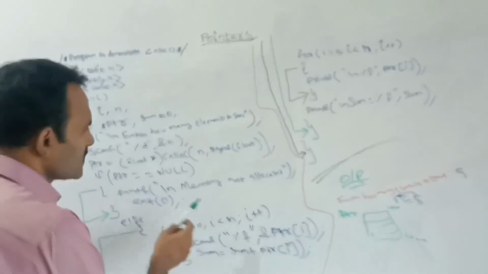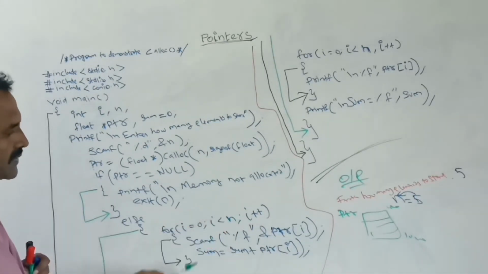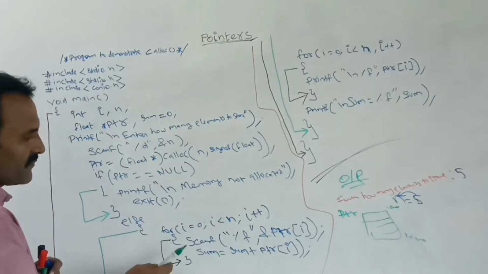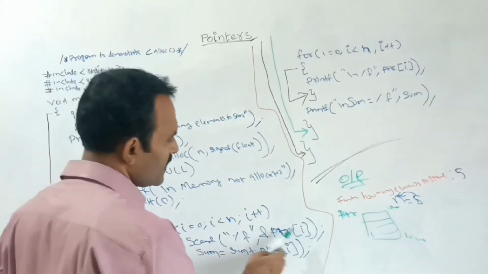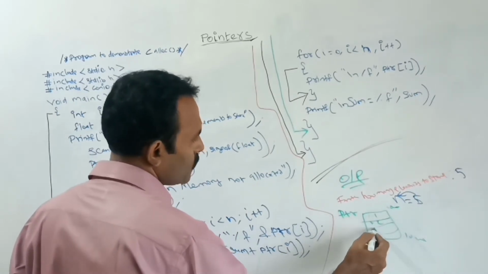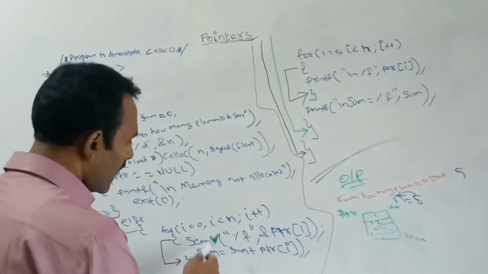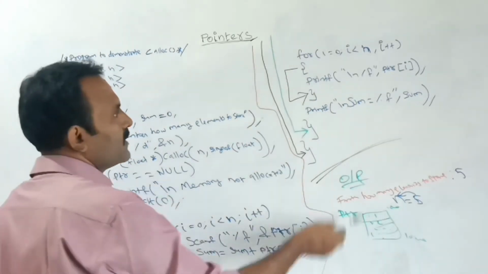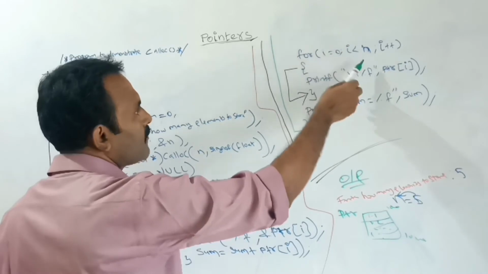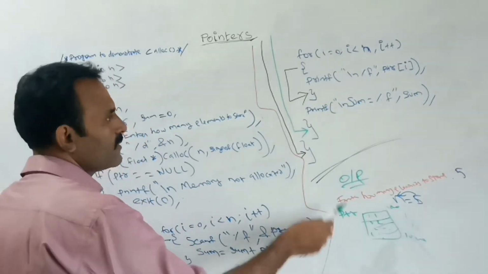Suppose the memory was allocated. Here for i is equal to 0 to n, that is 0 to the 4th location, so totally 5 elements I am getting for ptr of i. Suppose we are giving 1.1, 1.2, 2.3 etc. So after getting this floating value, next I am telling it to print the value I had given to this memory location.